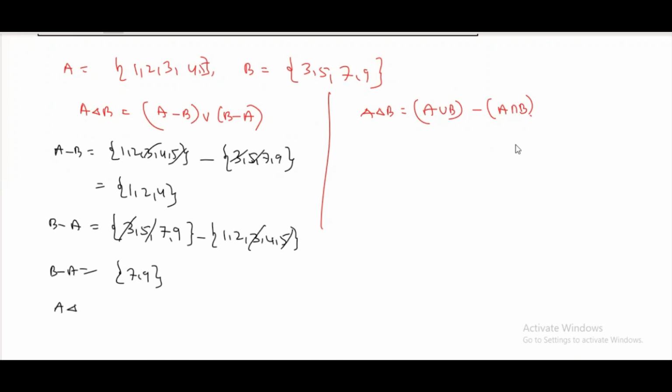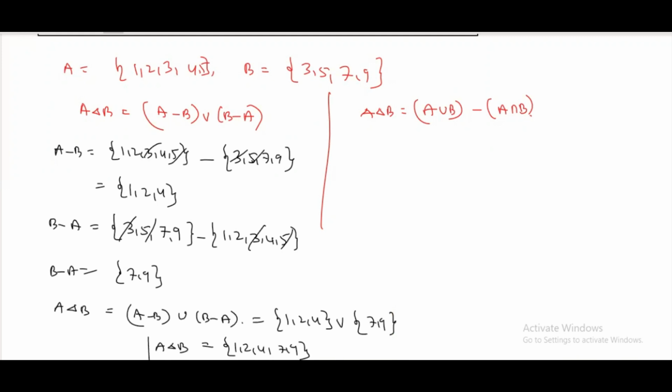So now the symmetric difference between A and B is A minus B union B minus A. That means 1, 2, 4 union 7, 9. So what you will get as the symmetric difference is 1, 2, 4, 7, 9. This is A delta B. Another way to find it is to first find A union B.